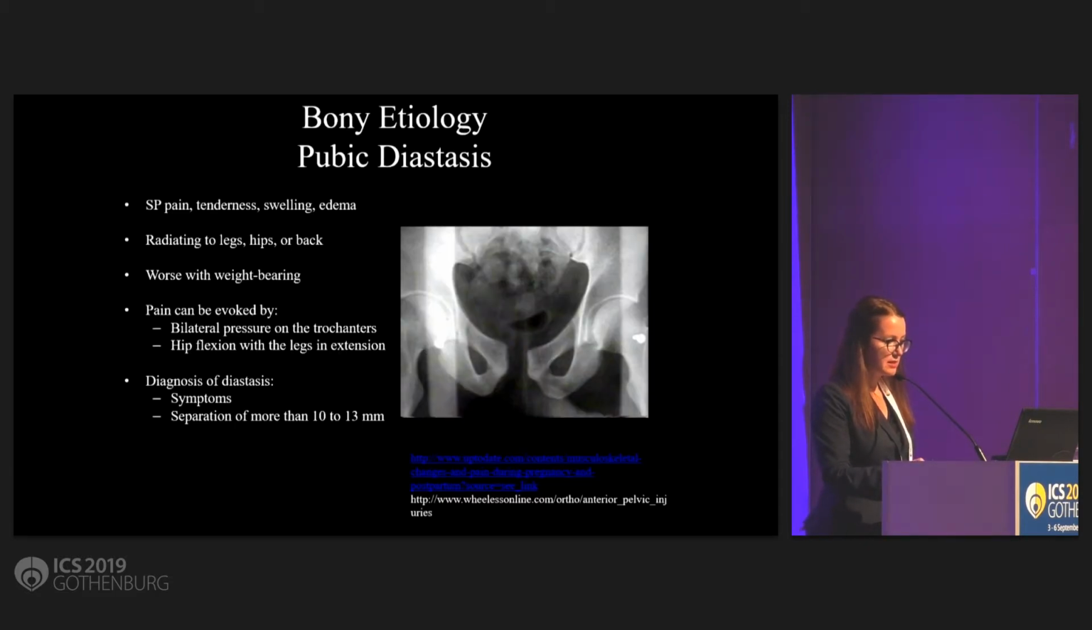So this patient came to me. She was a young mother, probably 21, and she was viewed as histrionic after her delivery, probably due to her age and her anxiety over the early pregnancy. And indeed, she had actually encountered pubic diastasis. She had suprapubic pain, tenderness, swelling, and edema. It radiated to her legs, hips, and back, and it was worse with weight bearing. She was sent home with a walker from the hospital, but there was no diagnosis.